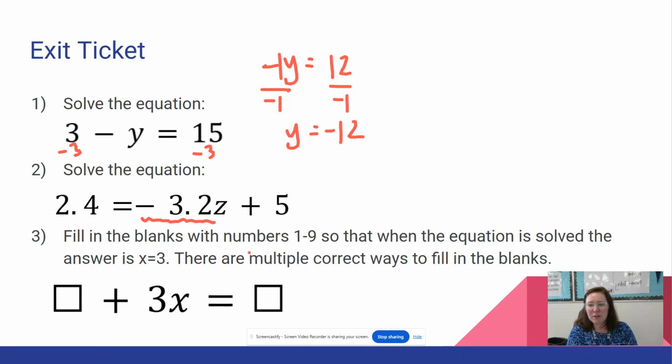The last one, fill in the blanks with the numbers 1 through 9 so that when the equation is solved, the answer is x equals 3. There are multiple correct ways to fill in the blanks. So what if I just put a 1 right here? Well, I happen to know that this is going to be a 3. So it's 3 times 3, that's 9. That's going to be 9. Plus 1, that's going to equal 10. Well, that's not the numbers 1 through 9, but that still worked.